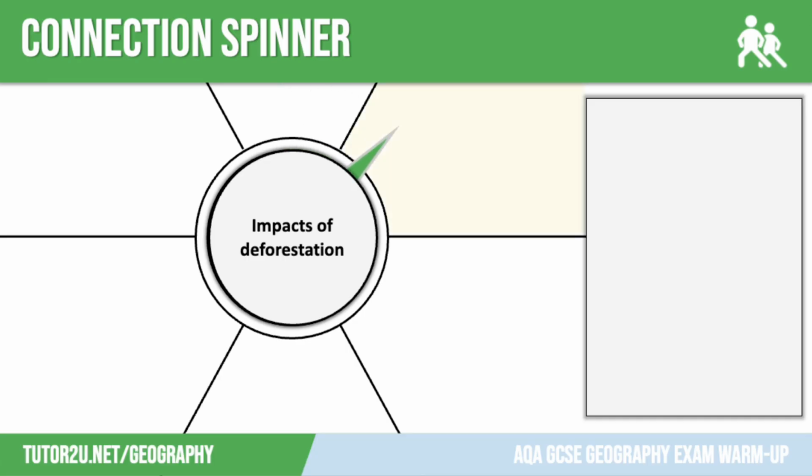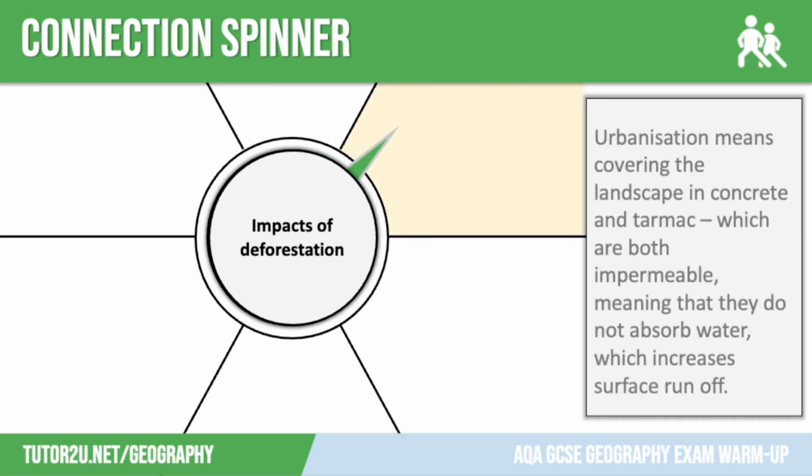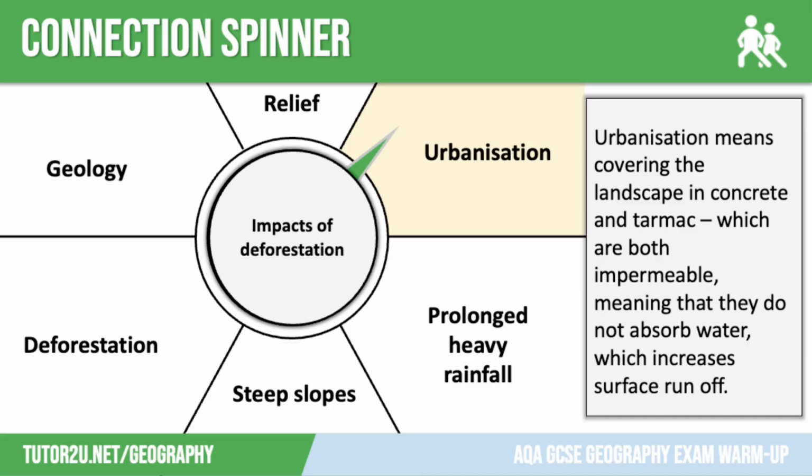For some reason we have nothing showing up at the moment, but let's have a look at what they will be. There we are. I'm not really sure what's happened there, but it's landed on urbanisation despite the fact they were all invisible for some unknown reason. So we think about urbanisation, it's the idea of more and more people living in towns and cities, and if towns and cities are growing, then we are covering more and more of the landscape in tarmac or concrete, and these are both impermeable, which means that they do not allow water to absorb.